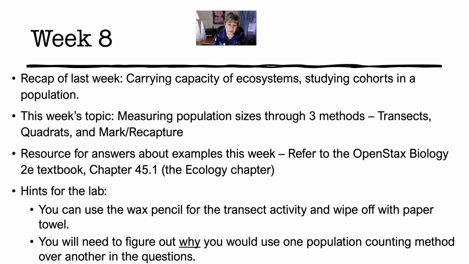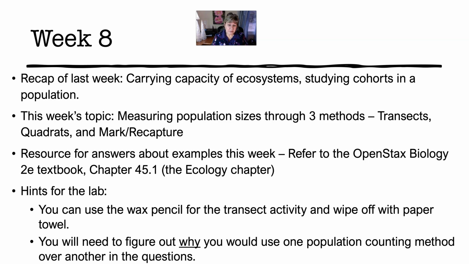This week, a very good resource for you is the OpenStax Biology textbook, which of course is free. All you have to do is look it up, Google it, OpenStax Biology 2nd edition textbook. It's right there. If you look at chapter 45, section 1, this is the ecology chapter, it tells you all about why you would use transects for population studies or quadrats or mark and recapture. So please look at that section because it gives you a great bit of information about why you use these particular techniques, and you're going to have to answer those questions in the lab report.